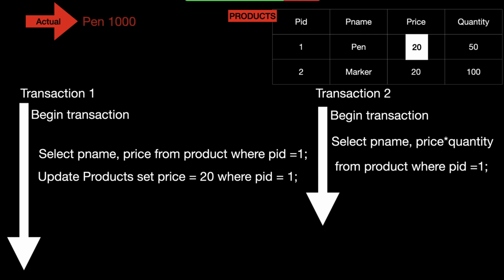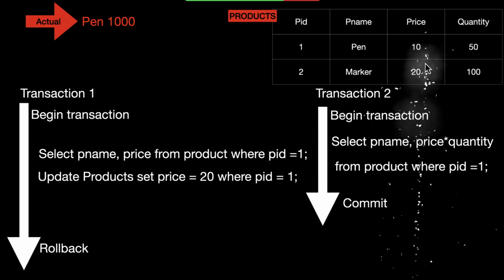You can see the value that we'll get out of this query when it runs: product name will be pen and price into quantity. The price has been changed from 10 to 20 by the other transaction, and 20 into 50 is 1000. Now it will do the commit, so things go good and transaction 2 is over. Now the CPU switches to transaction 1, and transaction 1 will roll back. Now think about what will happen. This value is useless, because the change will be rolled back.